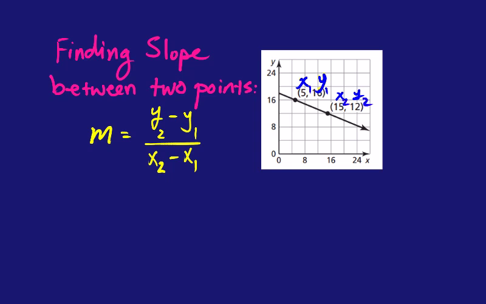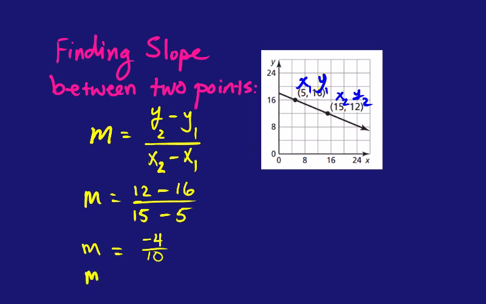And then you can follow the formula that I've set up for you here. So in my formula, I've got m equals y2, which I've got as 12, minus y1, which I've got as 16, divided by x2, which is 15 in mine, minus x1, which is 5. And then we're just going to follow the formula. So the slope equals negative 4 over 10. 15 minus 5 is 10. And then you would reduce that. So the slope is negative 2/5. And so that is our slope of that line.